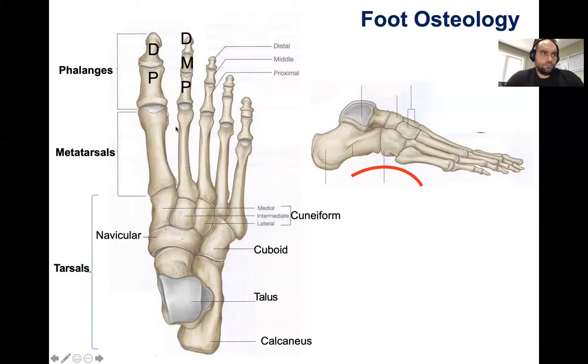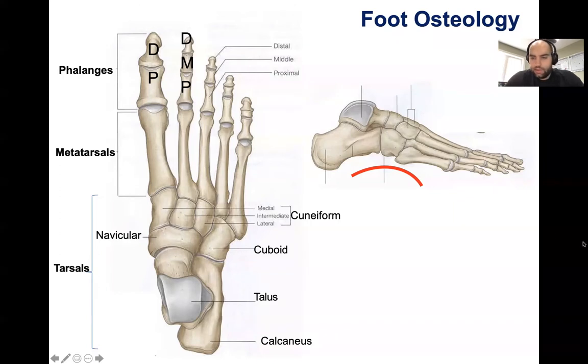Their primary role is to connect the phalanges to the tarsals, so they're the intermediary between the two. They join with each other through interosseous attachments, and then they attach proximally to the tarsals with joints known as the tarsal-metatarsal joints. So these are the joints over here. If you can just take a quick look at my cursor. That's an attachment point between the metatarsal and the tarsal bones.